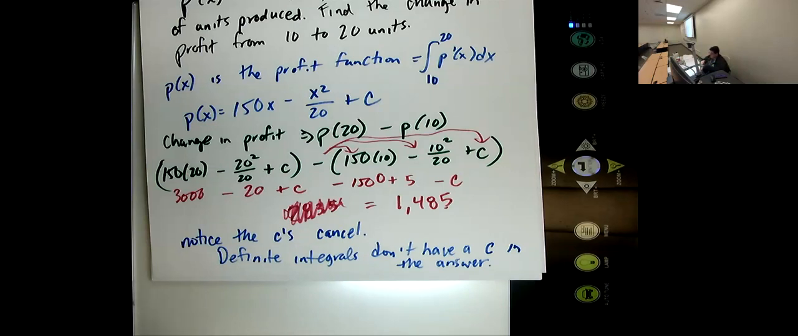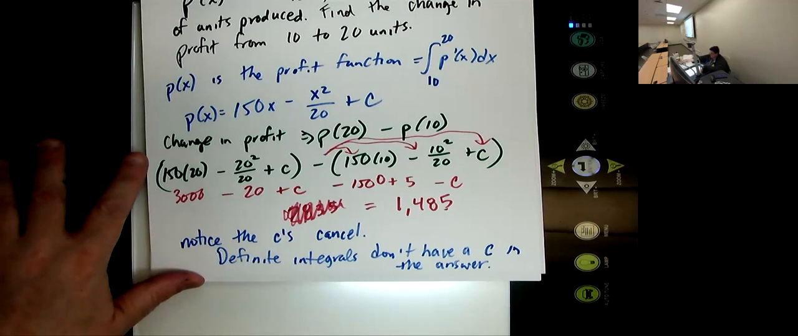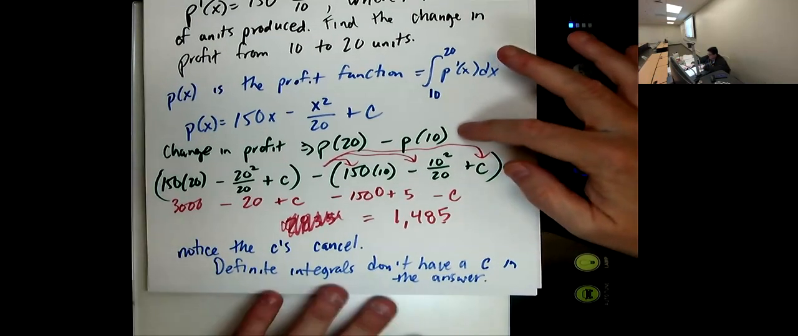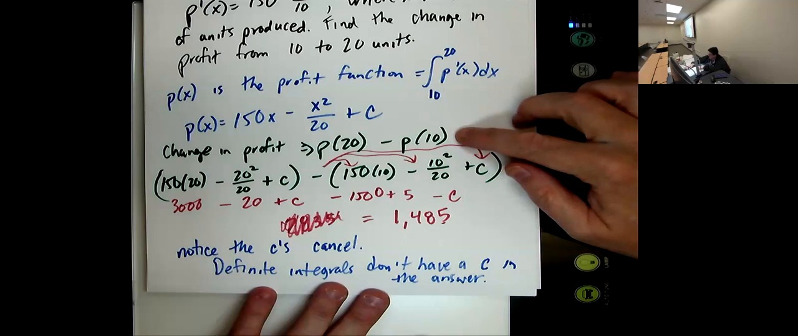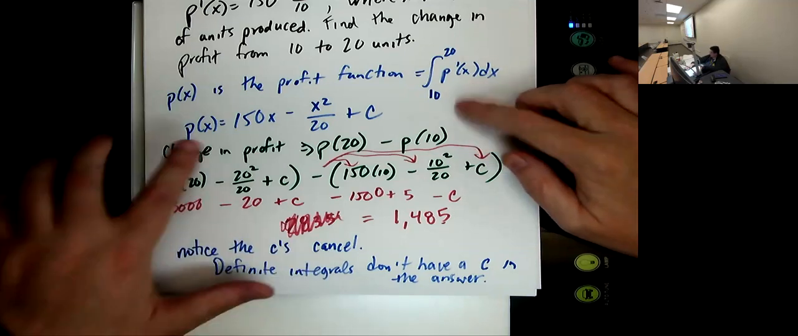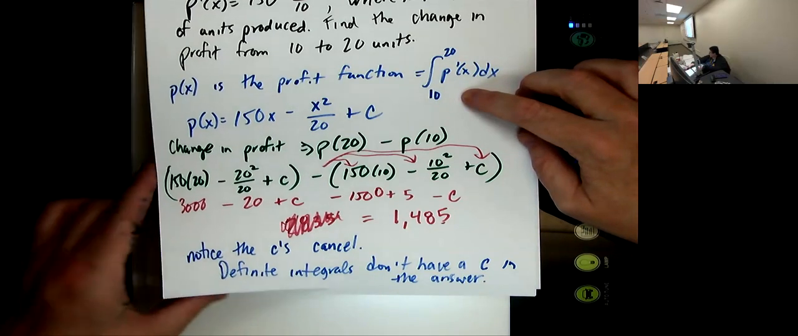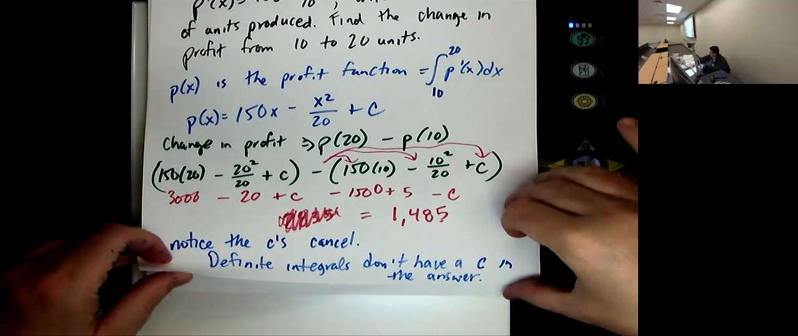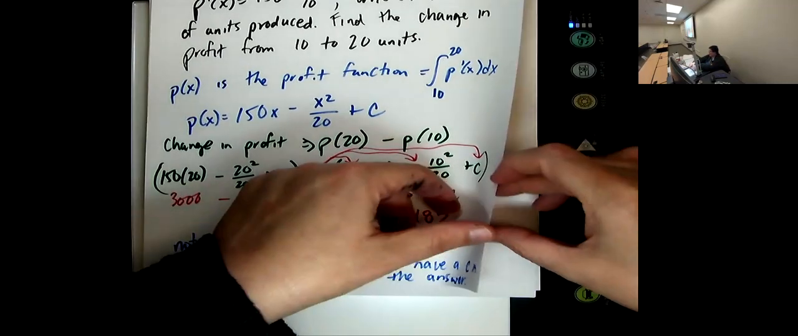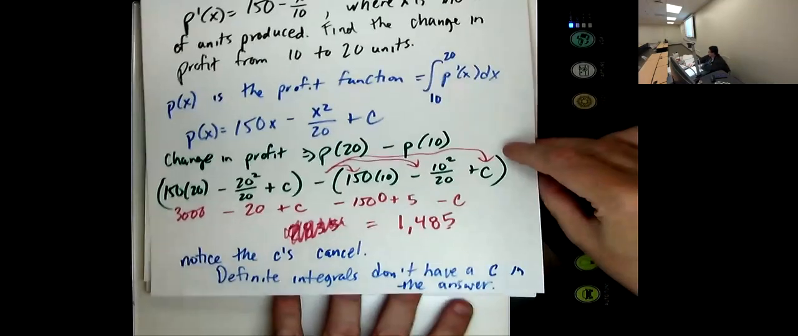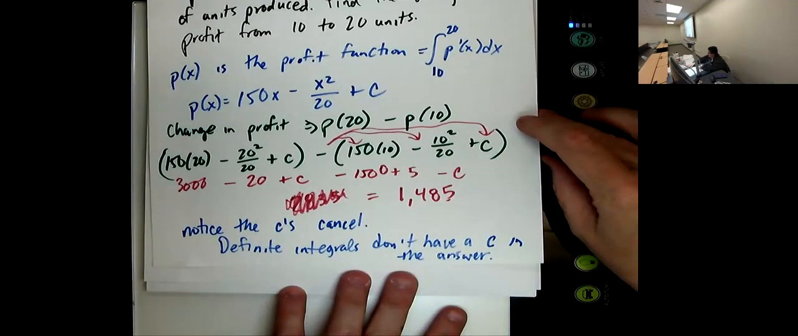And notice, like reasoning it out, this is what had to happen in the end. P20 minus P10. We integrate and we do the upper boundary minus the lower boundary. This is actually the fundamental theorem of calculus. So I will write that out when everyone's ready for it.